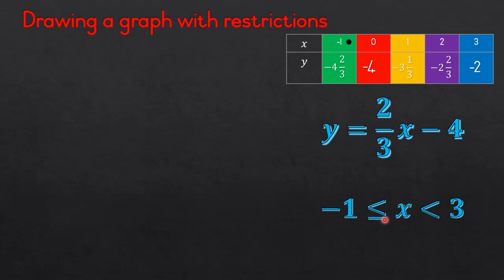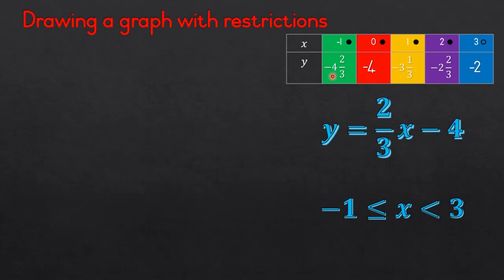Is x between these 2 points, as if it is a 0? Yes, it is. Therefore, it is a solid dot. Does 1 qualify in these 2 limits? Yes, it does. Therefore, solid dot. 2 also, yes. And 3, is 3 included? No. X is smaller than 3, but it is not equal to 3. Therefore, it's an open dot.